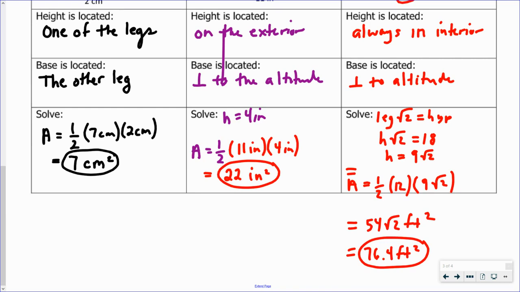The base and the height need to be perpendicular to each other. If you're dealing with a right triangle, no big deal, because the legs are always perpendicular. If you're dealing with an obtuse triangle or an acute triangle, then that's different. You're going to have to draw in an altitude and determine that height with the techniques that we've used throughout the course of the year.